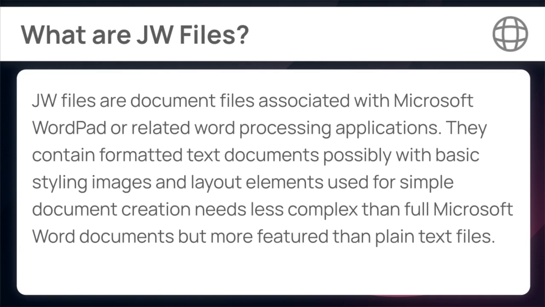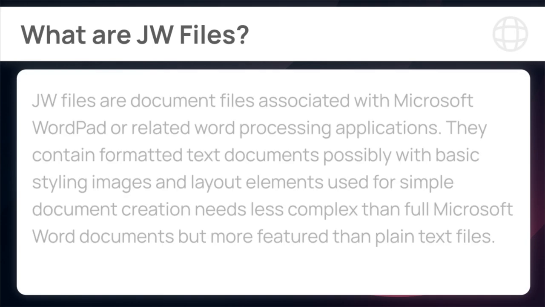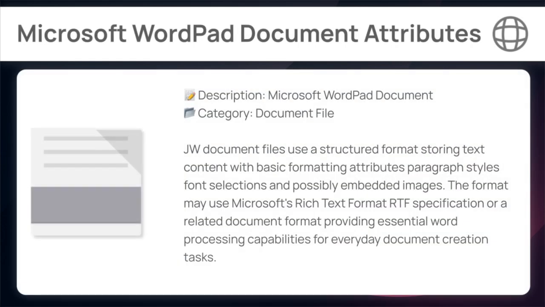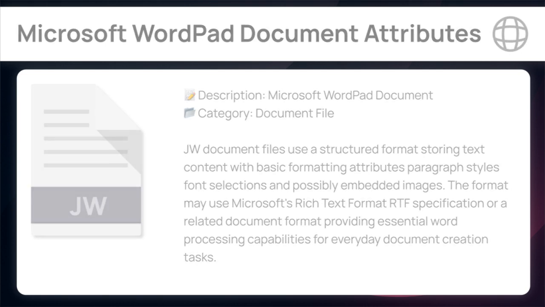They contain formatted text documents, possibly with basic styling, images, and layout elements used for simple document creation needs, less complex than full Microsoft Word documents, but more featured than plain text files. JW document files use a structured format storing text content with basic formatting attributes, paragraph styles, font selections, and possibly embedded images. The format may use Microsoft's rich text format (RTF) specification or a related document format, providing essential word processing capabilities for everyday document creation tasks.